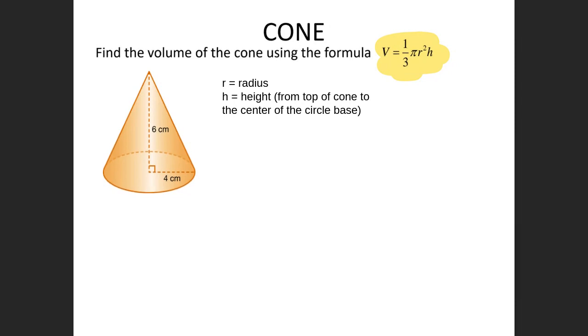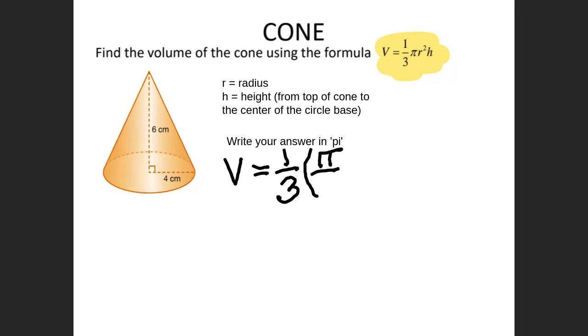Now, they are going to ask you to write this answer in a couple of different ways. It's going to say, write your answer in pi. Well, to write your answer in pi, we have the formula V equals 1/3. Now, we're going to put pi over 1.